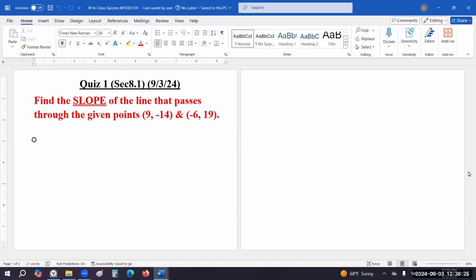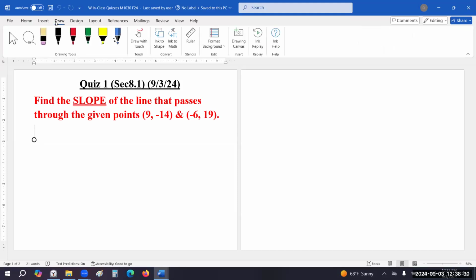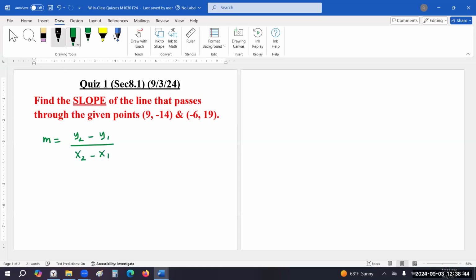Okay, let's see who got it correct. What's the slope formula? Y2 minus Y1 over X2 minus X1. So what is our Y2? 19. And we are subtracting? Negative?